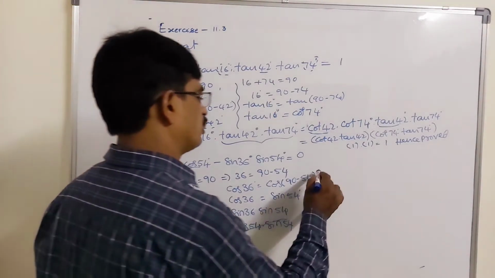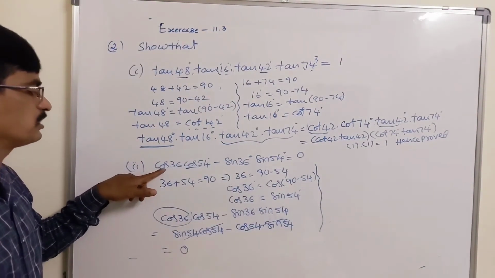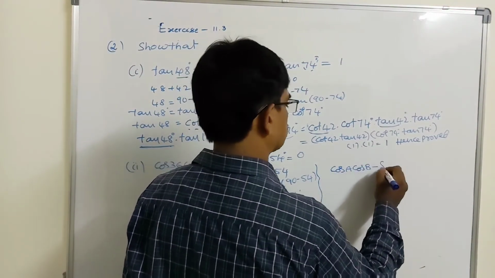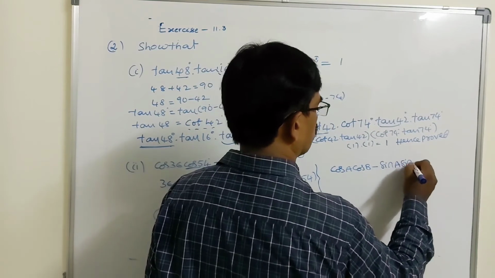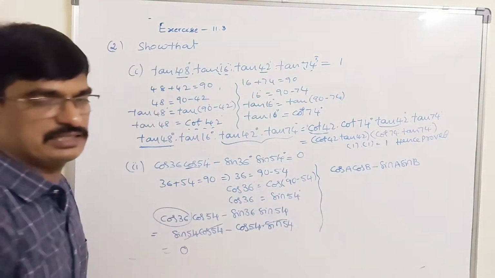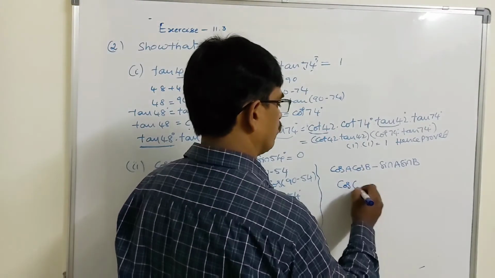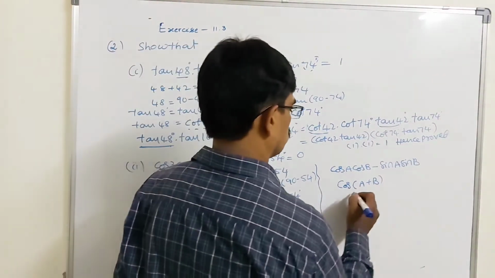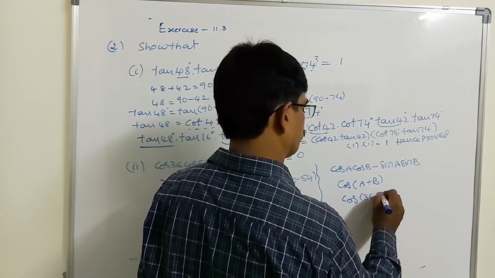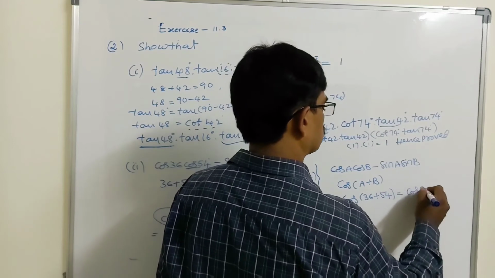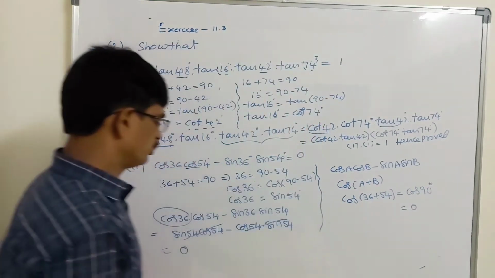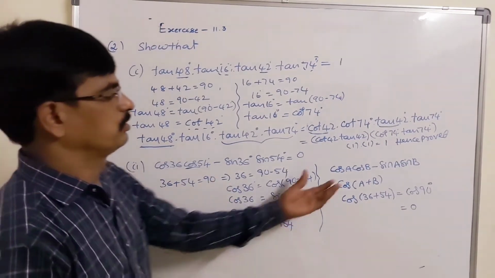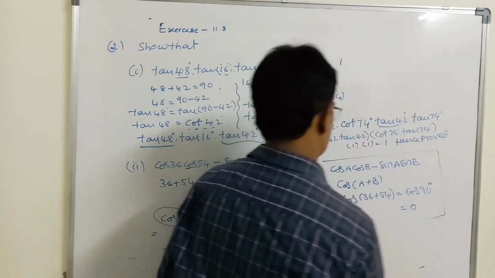This is one way. Another way is we can use directly the cos a cos b formula. Cos a cos b minus sin a sin b is equal to cos of a plus b, where a is equal to 36, b is 54. That is cos of 36 plus 54 is equal to cos 90 degrees is equal to 0. So you can solve this sum by using the complementary concept, or you can use the cos of a plus b formula also.